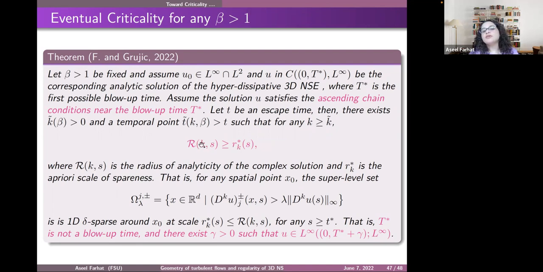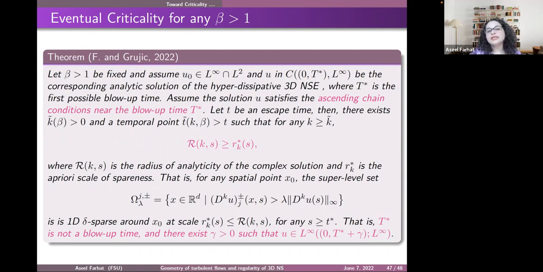Turbulence starts to happen and it will keep for a small window. If you look at the radius of analyticity in that window, beyond that, it is going to be bigger than the a priori bound at level k for some big enough k, which means that the a priori bound, or the size of the superlevel sets, will become smaller than what the regularity criteria needs.